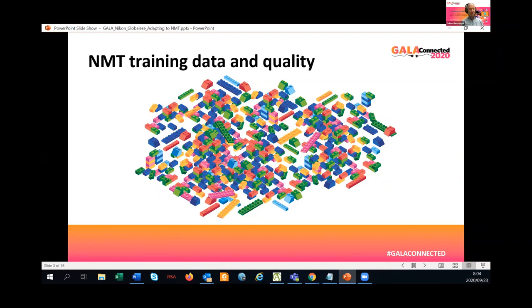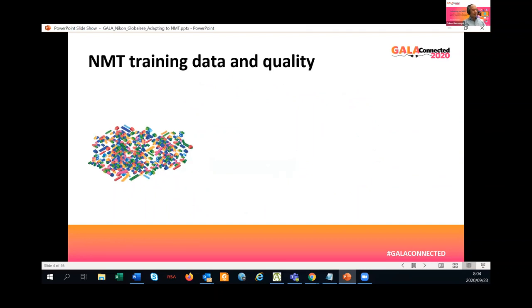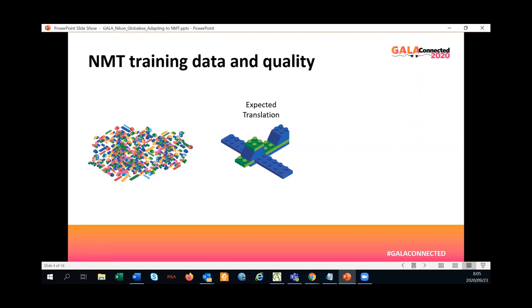But this is a statement which is not necessarily true, and this is one of my main messages, what is not that well known: volume is not everything. Let's assume you have all the translation data in the world. On the left of the screen you see all the Lego building blocks, a lot of data, millions or even 100 millions of words. And then you have the translation you would expect. But what you experience at some of the segments is that the actual neural MT translation is slightly different, or not accurate, or not good. And what's the reason for it?